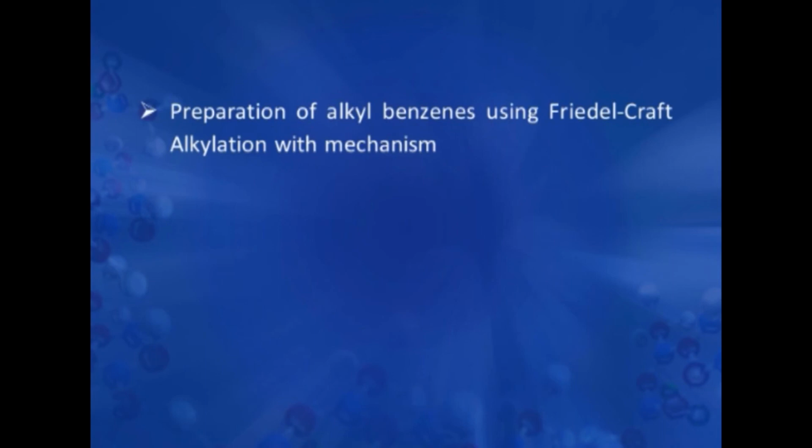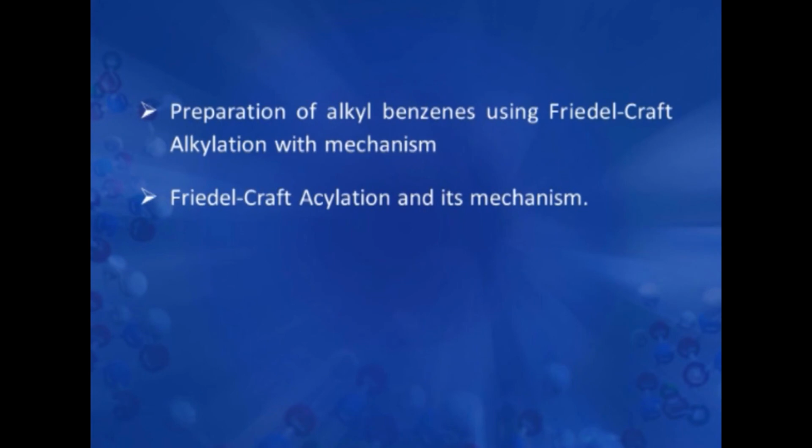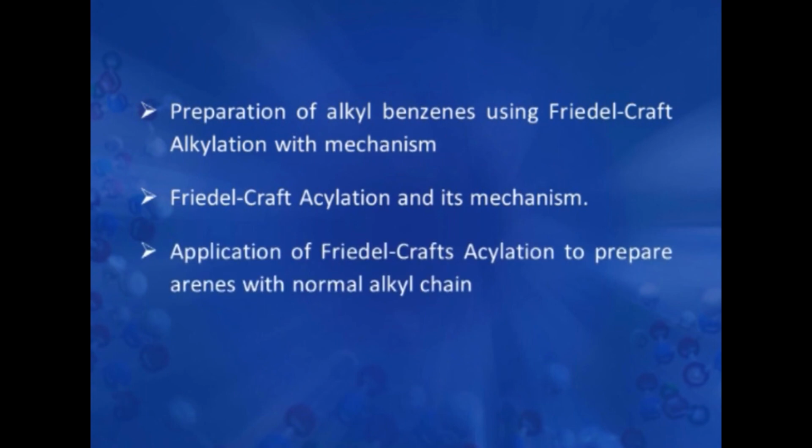preparation of alkyl benzene using Friedel-Crafts alkylation, and we also discussed some of the limitations of Friedel-Crafts alkylation, and then we discussed Friedel-Crafts acylation with its mechanism and how this Friedel-Crafts acylation is useful in preparing substituted alkyl chains on the benzene ring. Then we discussed application of this Friedel-Crafts reaction with an example where we found formation of n-propyl benzene as well as n-butyl benzene. So normal alkyl chains can be prepared from aromatic compounds.